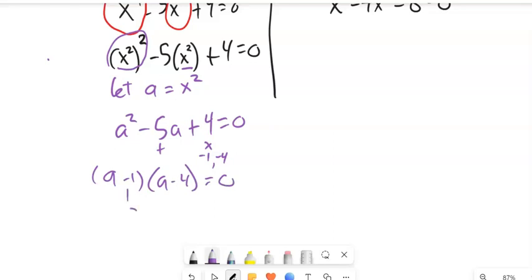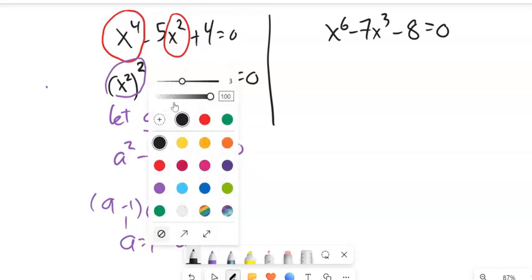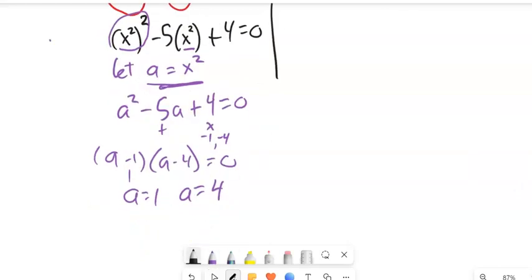So what makes this a 0? 1. What makes this a 0? 4. So a equals 1 and a equals 4. That's great. But I don't want to solve for a. I want to solve for x. So I know that a is x squared. That means if a equals 1, x squared must equal 1. In other words, I can put the x squared back in for the a. Notice that a was just a placeholder to allow me to do some quadratic work. It's almost like I entered this little fever dream and then I awaken from it.